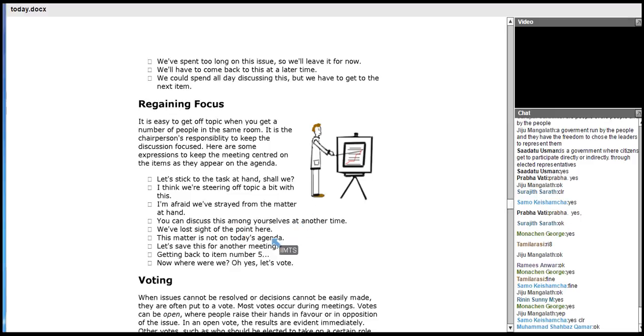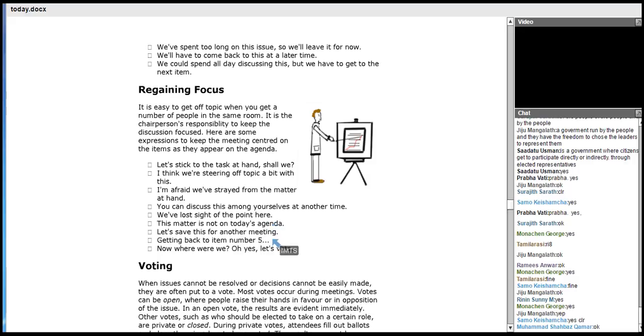We have lost sight of the point here. This matter is not on today's agenda. Let's save this for another meeting. Get back to item number 5. Now where were we?